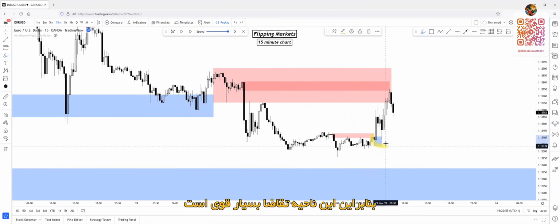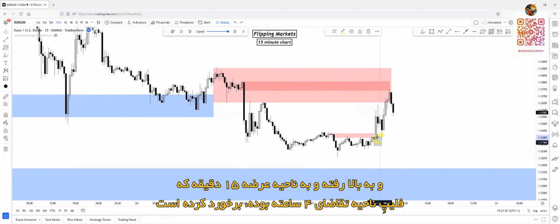So this is a really, really strong demand zone, as you can see, and price reacted on this demand zone immediately. And after the reaction, it pushed to the upside and tapped the 4-hour and the 15-minute supply zone that flipped the 4-hour demand zone.